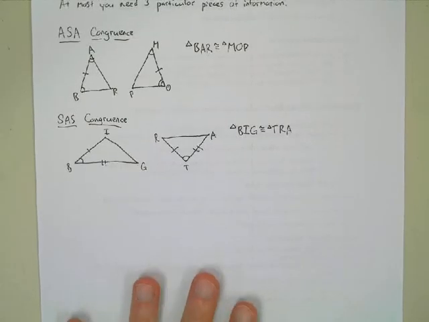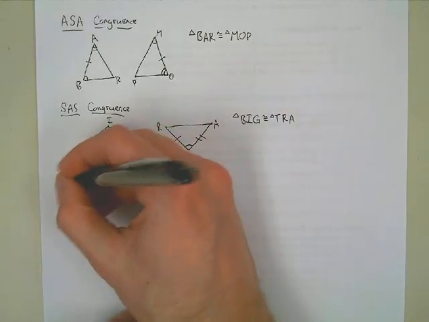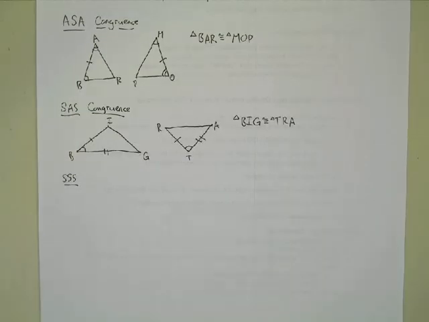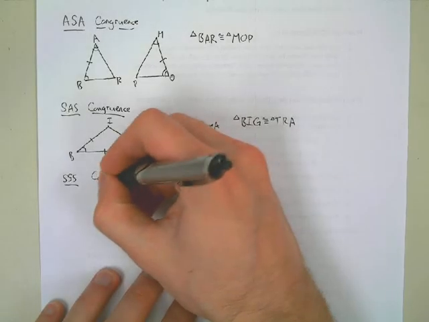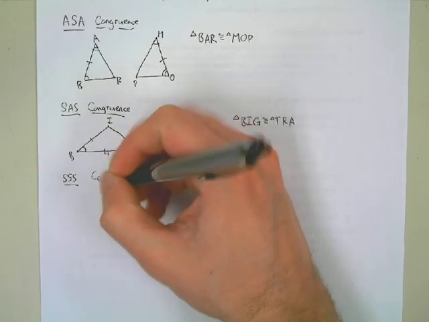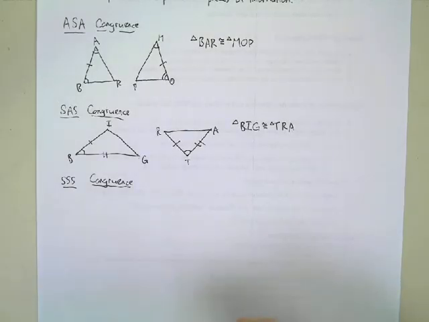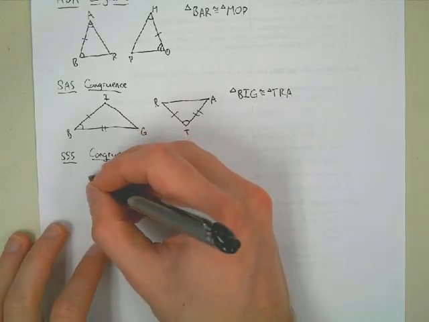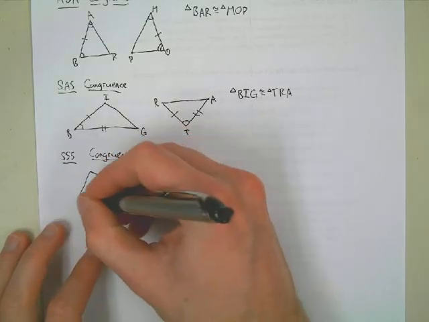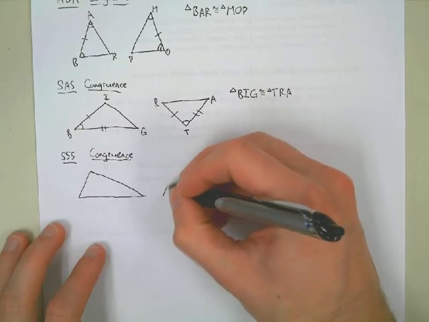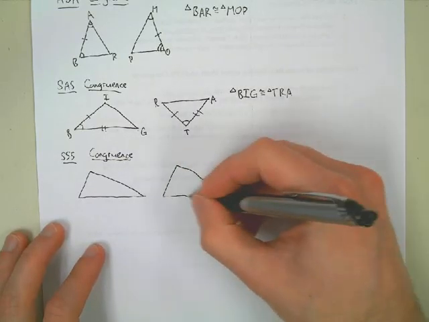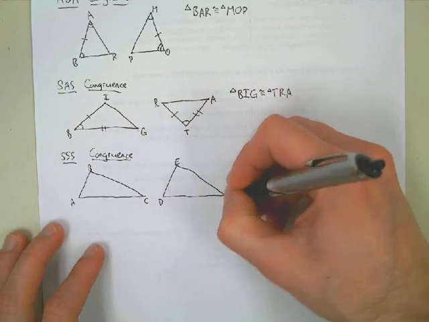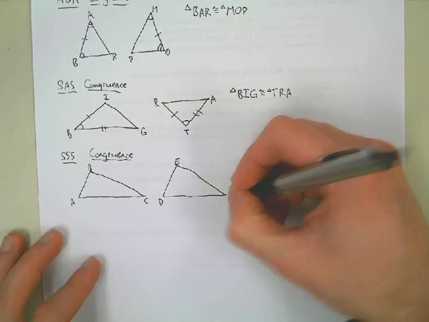So there's a few other ones. No one used side side side. If you just ask for three sides, you would have enough information there. That one's an easy one to draw here. I'll call this triangle ABC and this one triangle DEF. No clever names here.